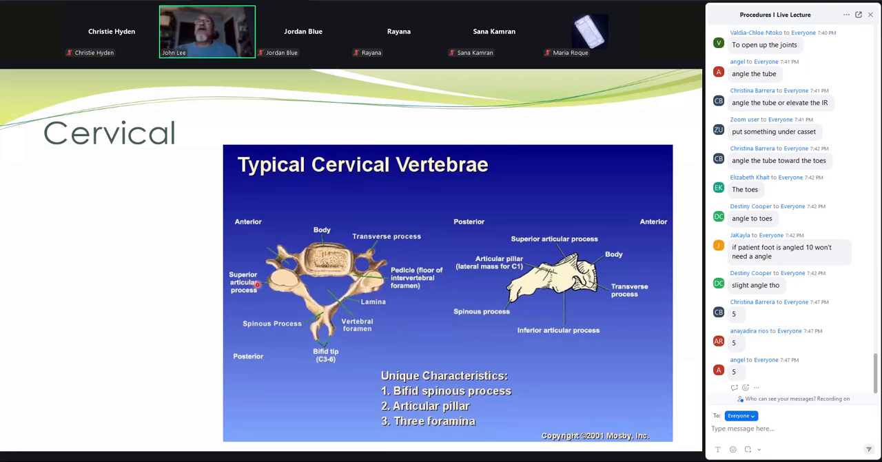The superior articular processes are more flat than vertical, as we see in the T-spine and the L-spine. Same thing for the inferior articular processes. There are 3 foramina in the cervical bodies. We've got these here and the large one for the spinal canal.